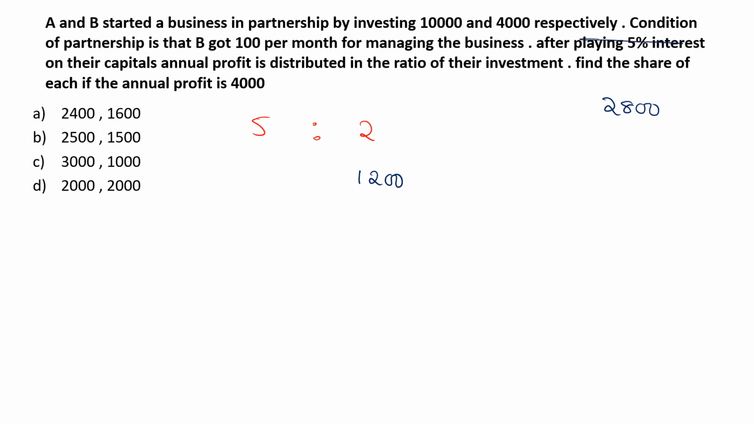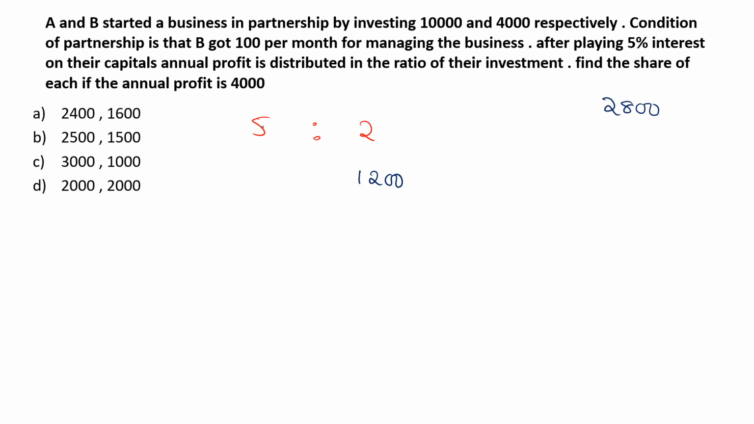Just neglect that 5% interest on capital and all those things given in the question. Just neglect those and distribute the amount in the ratio of their investments. You would get the correct answers. After giving 1,200 as a salary, then the rest amount is 2,800 out of that 4,000.